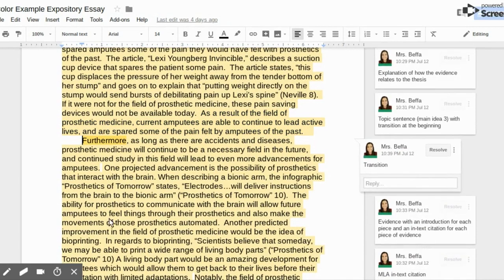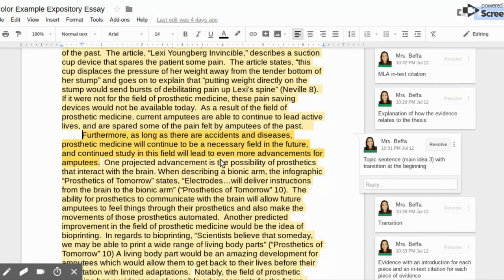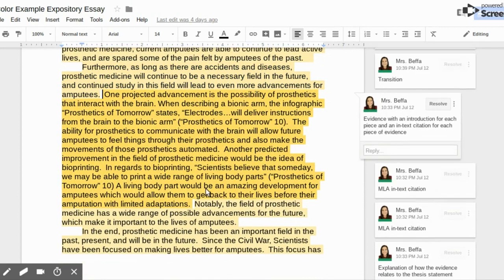Then body paragraph 3, I have my transition. Furthermore, as long as there are accidents and diseases, prosthetic medicine will continue to be a necessary field in the future. A continued study in the field will lead to even more advancements for amputees. So there's two parts there, that it's going to continue to be important and it's going to continue to lead to advancements or changes. And so then I need to have evidence that supports both of those things.